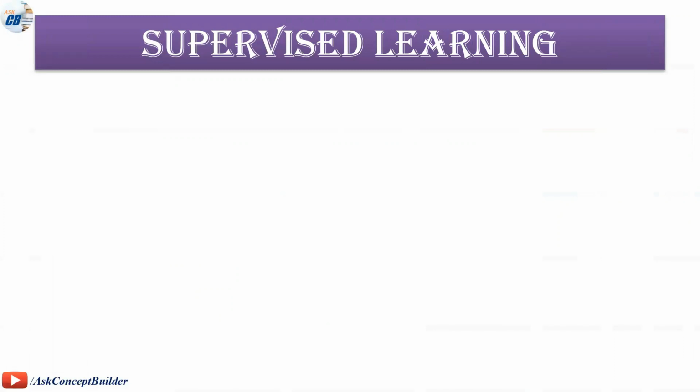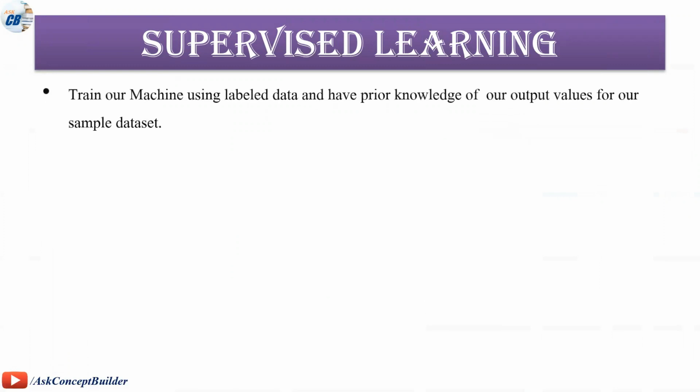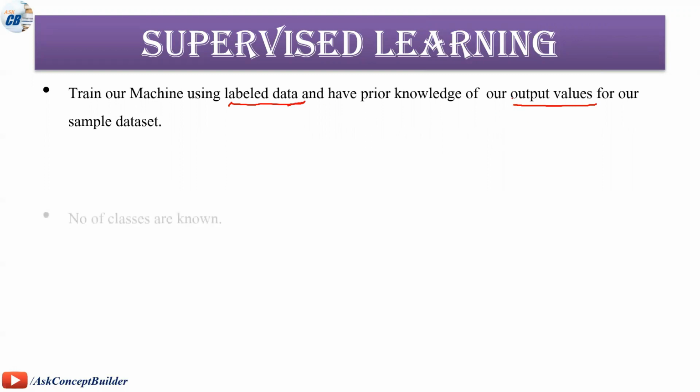So the first one is supervised learning. With the name only, we can understand that this learning is supervised, that is, some supervision is there in the learning. Here we train our machine using labeled data, and we have prior knowledge of our output values. These two are the important points in supervised learning: our data is labeled, and we have prior knowledge of our output values. That is, the number of classes is known here.